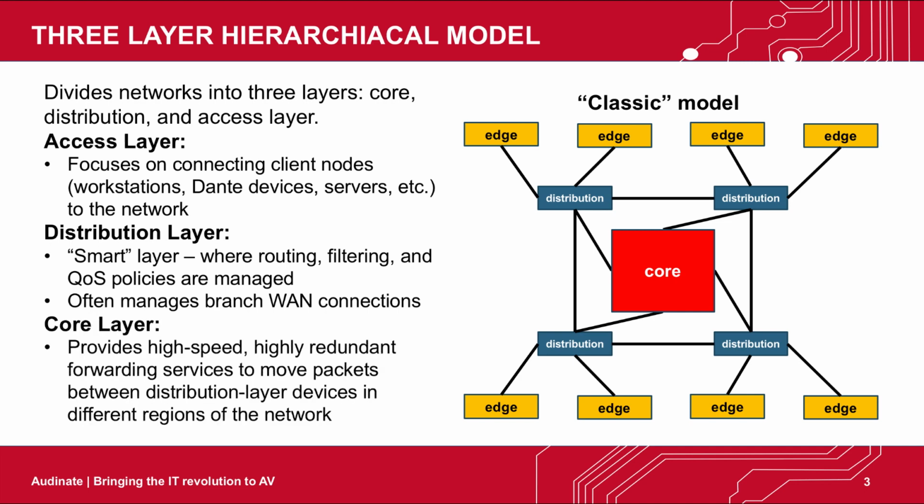The third layer in this model is the core layer. The core network provides high-speed, high-redundant forwarding services to move packets between distribution layer devices in different regions of the network. Core switches and routers are usually the most powerful in terms of raw forwarding power in the enterprise. Core network devices manage the highest speed connections such as 10 gigabit Ethernet.